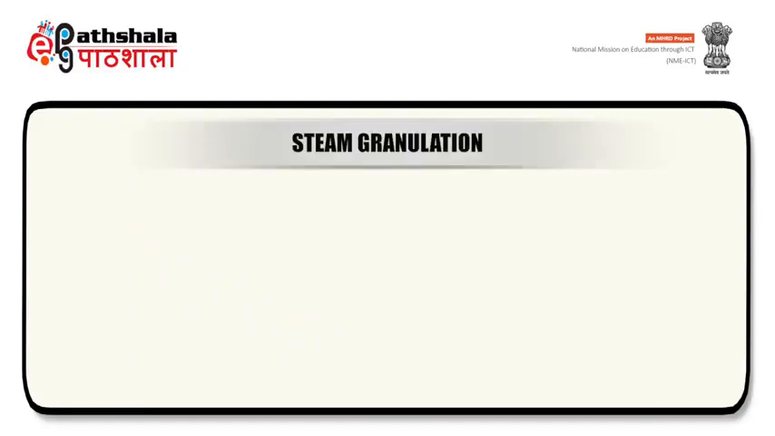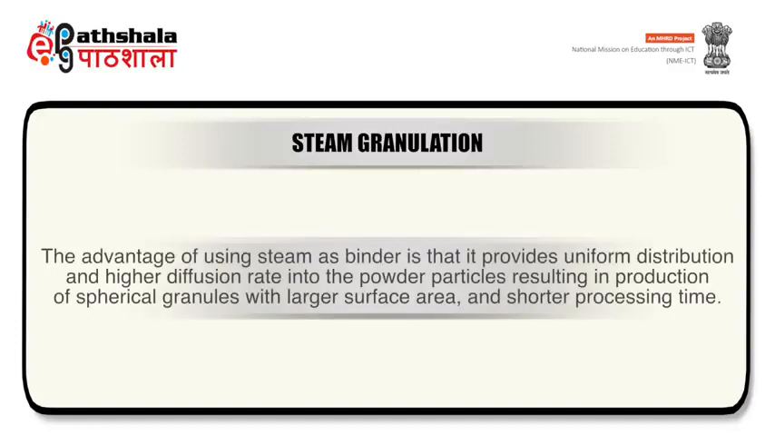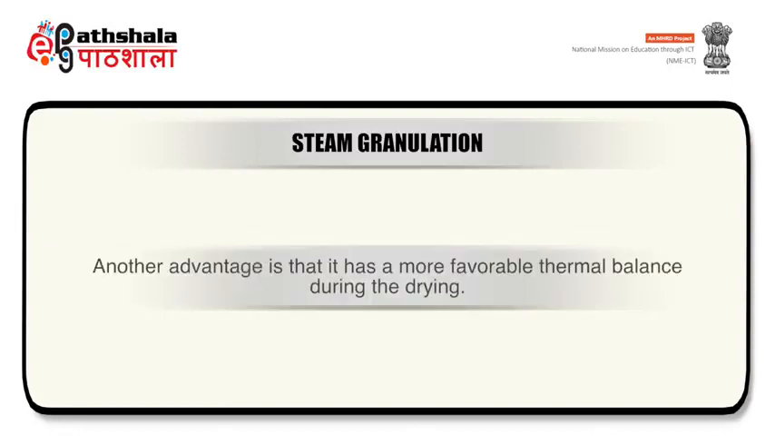Next, we will discuss steam granulation. In steam granulation, steam is used as a binder instead of liquid water. The advantage of using steam as binder is that it provides uniform distribution and higher diffusion rate into the powder particles, resulting in production of spherical granules with large surface area and shorter processing time. Another advantage is that it has a more favorable thermal balance during drying.